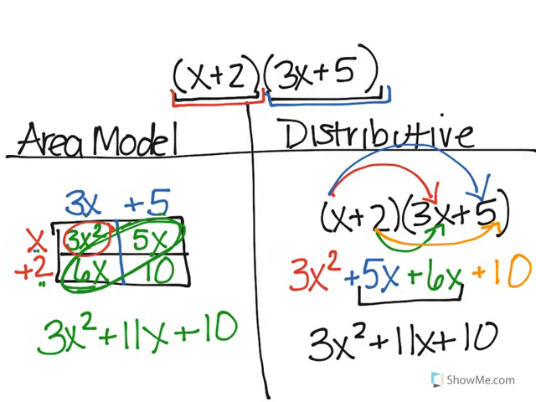So here I had that 3x squared, which is in red over here. Here I had that 5x, which is in blue here. Then I have my 6x in green, and finally that 10 in yellow. I would like you to try both strategies when you are multiplying binomials by binomials, because when we multiply with more terms, I feel that the area model is a great way to organize yourself. Let me show you a binomial times a trinomial next.